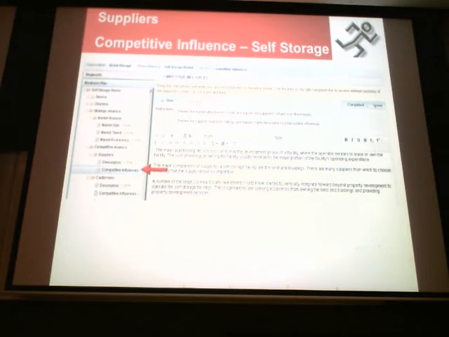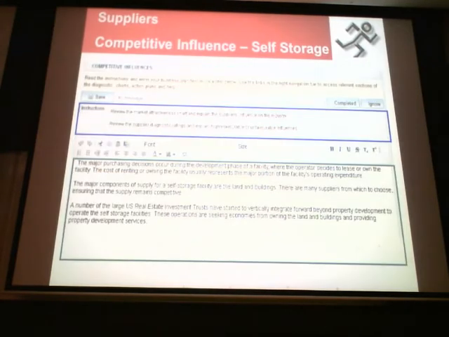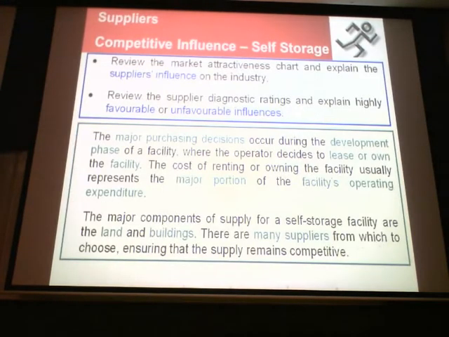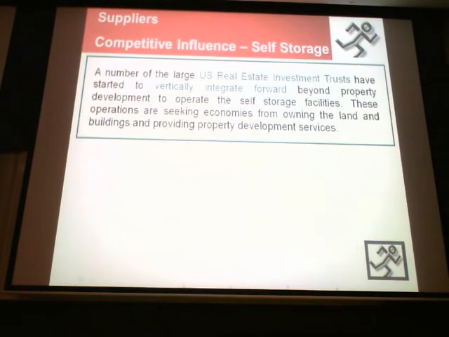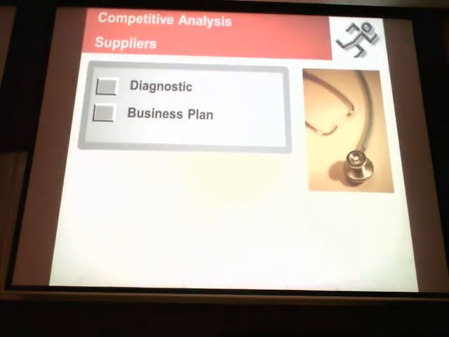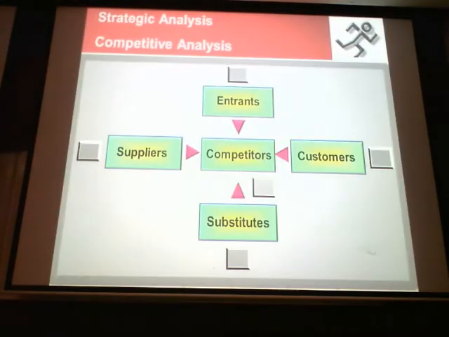And then I've clicked on here the competitive influences. What do I say here? The major purchasing decisions are in that development phase. So that's where we've got to get focused. When we're building the facility itself, we've got to figure out how to save some money. So that's all we wrote about the suppliers. Next is customers.